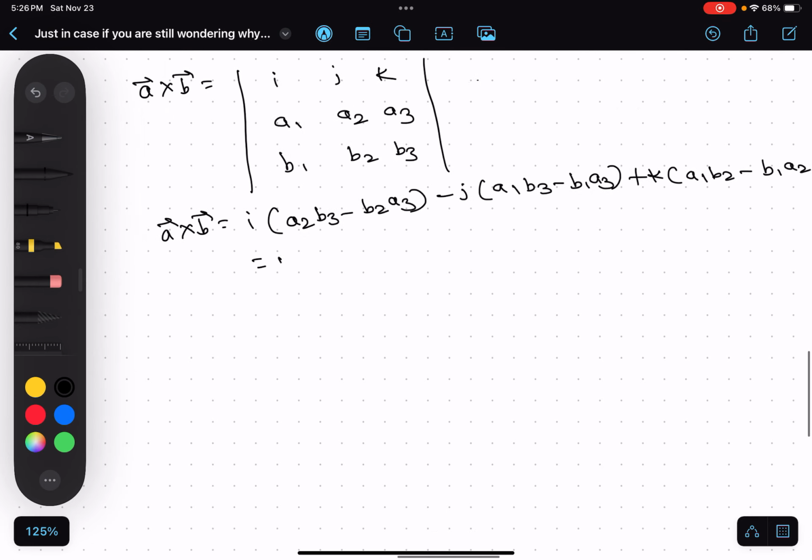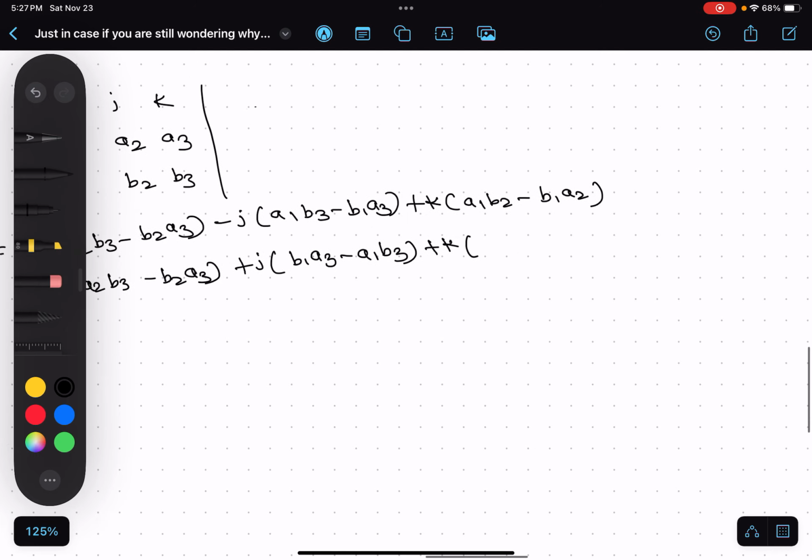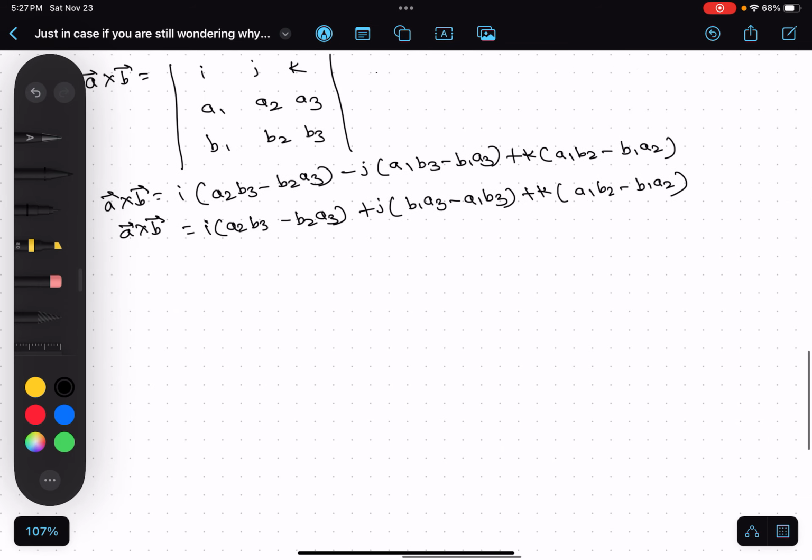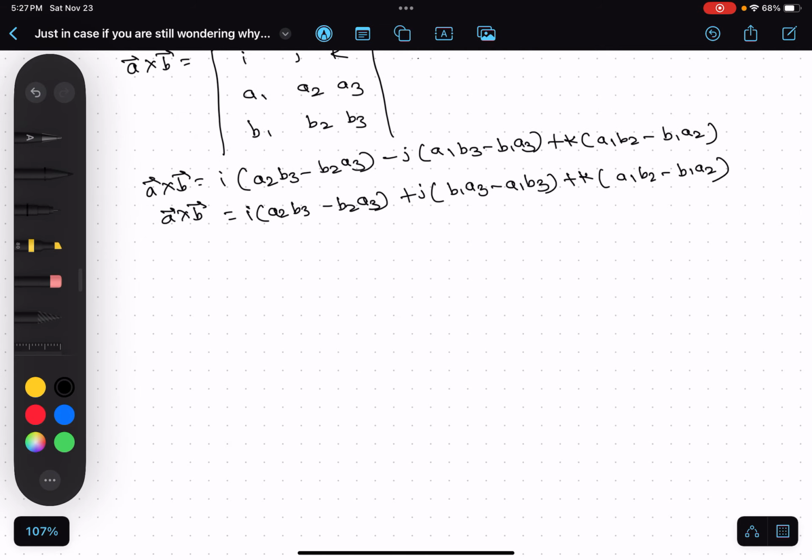Right, so let me write it in a proper way. What I want to do is remove the negative sign over here, though that doesn't matter anyway: minus j times (a3 b1 minus a1 b3), plus k times (a1 b2 minus b1 a2). Okay, now that we have the cross product, let's find its magnitude. And let's also square the magnitude, because I don't want that long square root sign.